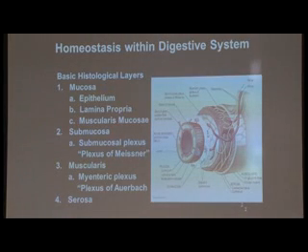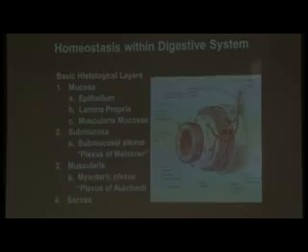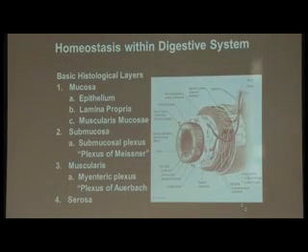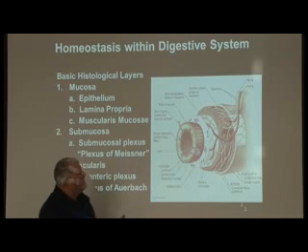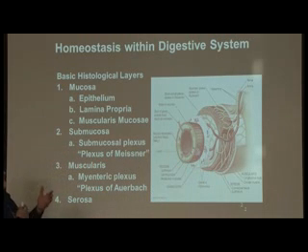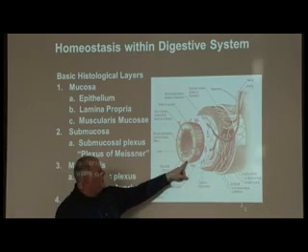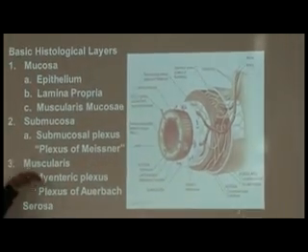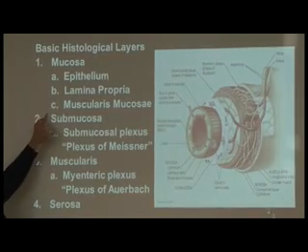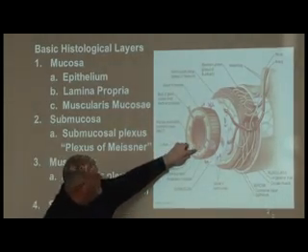So I wanted to start with a review of the parts of the digestive system and the idea of homeostasis. Recall homeostasis is a dynamic state that's brought on by the nervous system and the endocrine system. When we're thinking about the nervous system component, remember that the wall of the digestive system has layers. The internal layers are the mucosa, and the epithelium is the innermost layer.